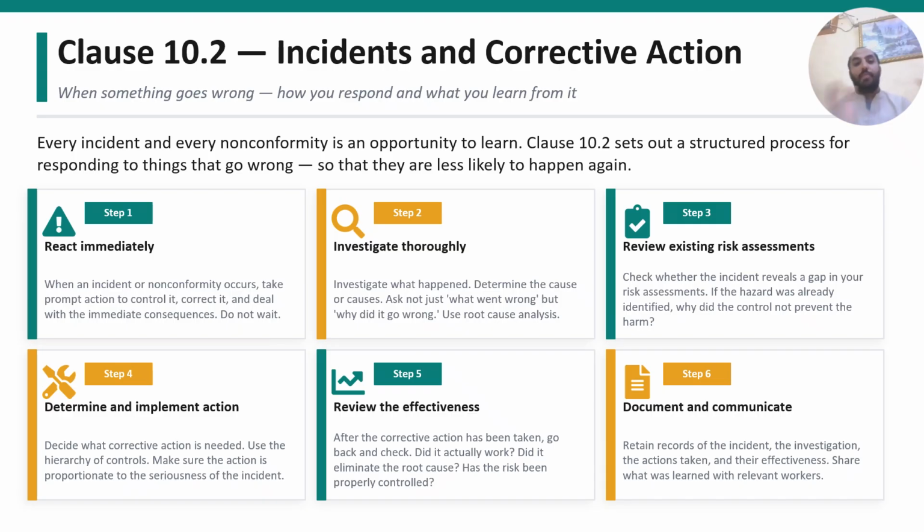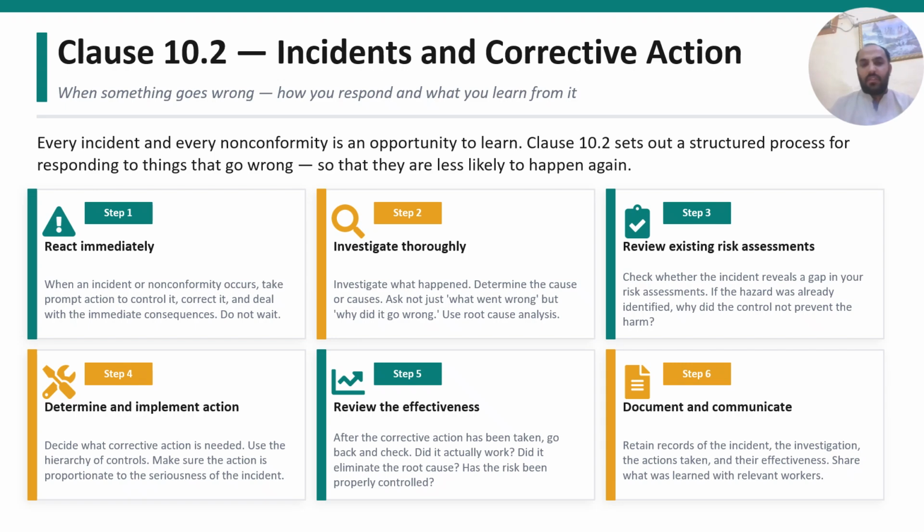Did it eliminate the root cause? Is the risk now properly controlled or not? Many organizations skip this step too, and as a result, the same incident reoccurs in a slightly different form. The standard ISO 45001 requires you to close this loop, to stop the reoccurrence.